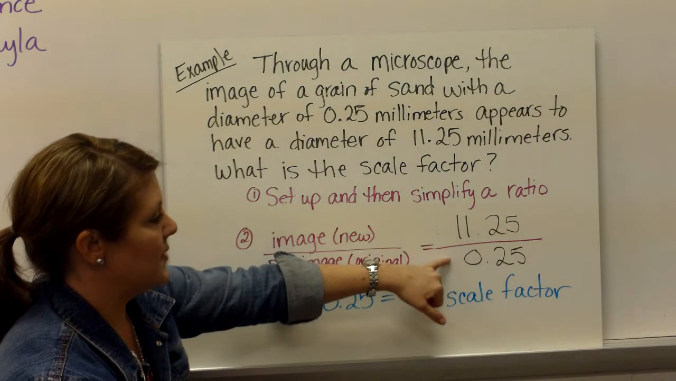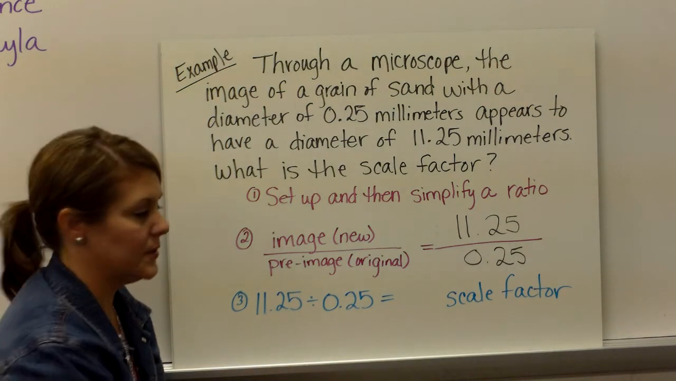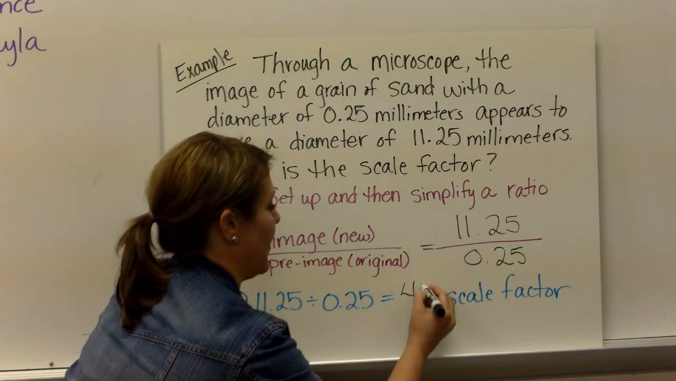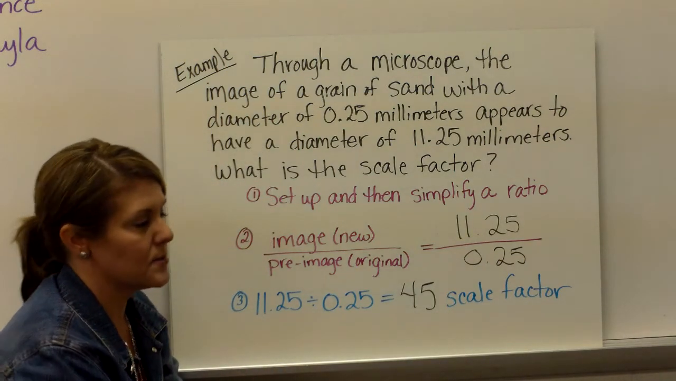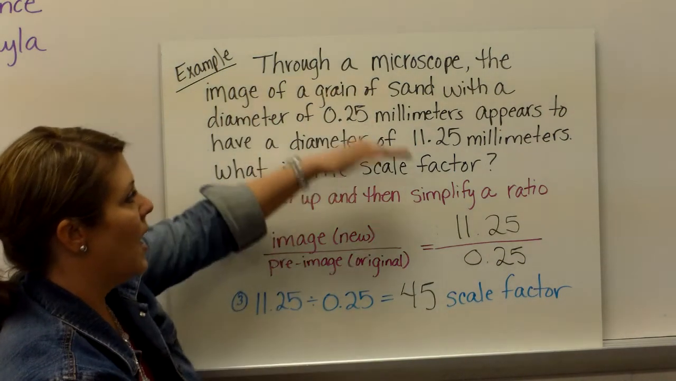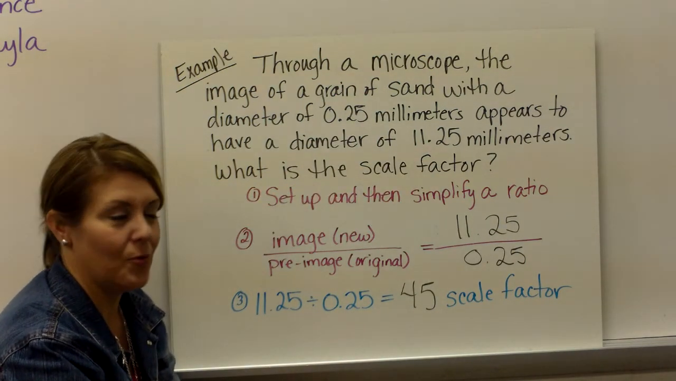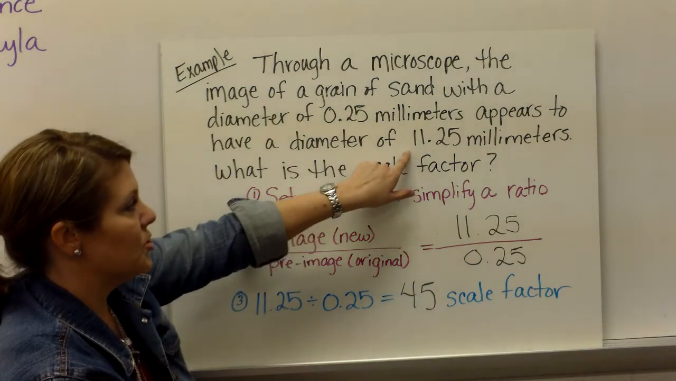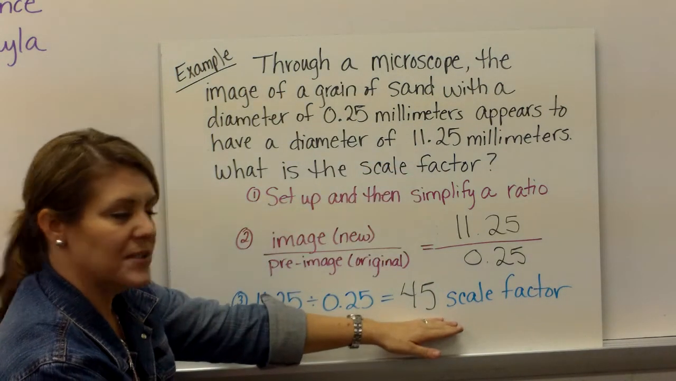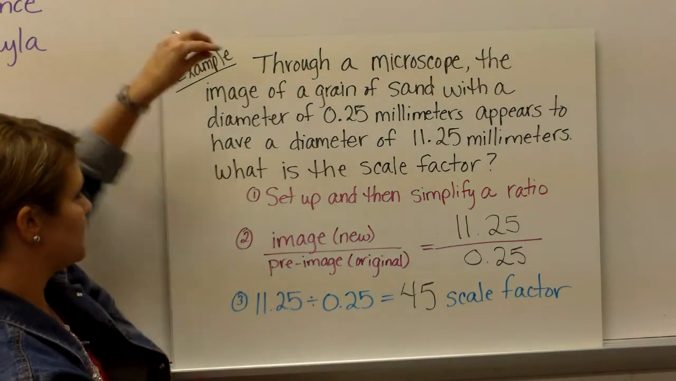Now you're going to simplify this by dividing. So 11.25 divided by 0.25 will give you a scale factor of 45. That is definitely larger than 1, so this is definitely going to be an enlargement, which typically makes sense because that's what we use a microscope for. So this particular microscope enlarged that grain of sand 45 times bigger than its original size.